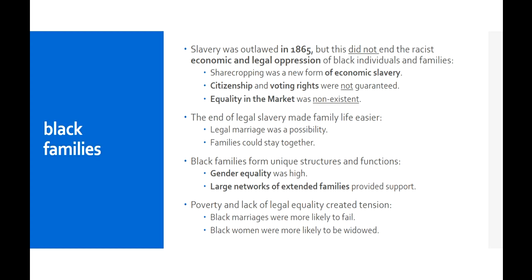So the first benefit of slavery ending on the family is that legal marriage was a possibility. Not only was it a possibility, but it was actually encouraged. The federal government would give more benefits to you if you were married. And so a lot of black people were able to get married to people who they'd been married to already, but it wasn't previously a legal marriage.